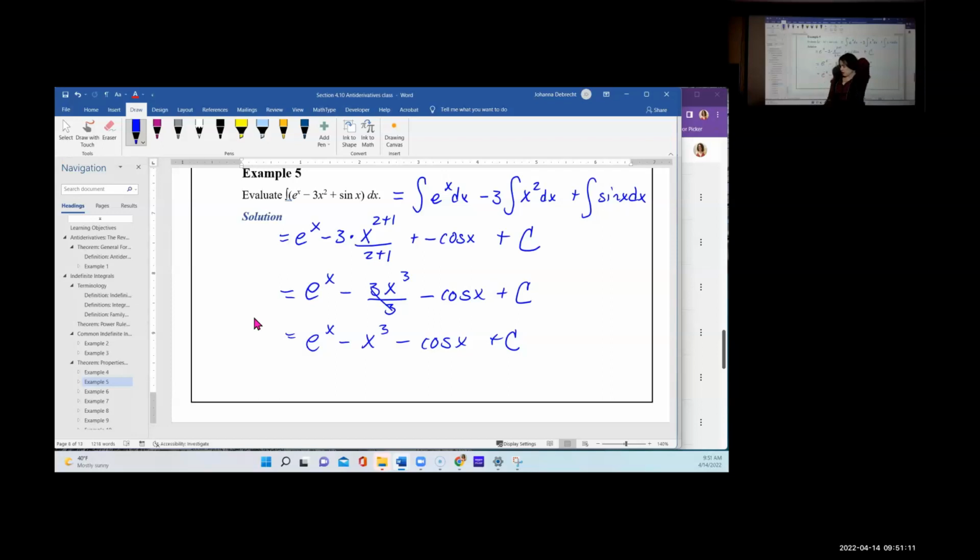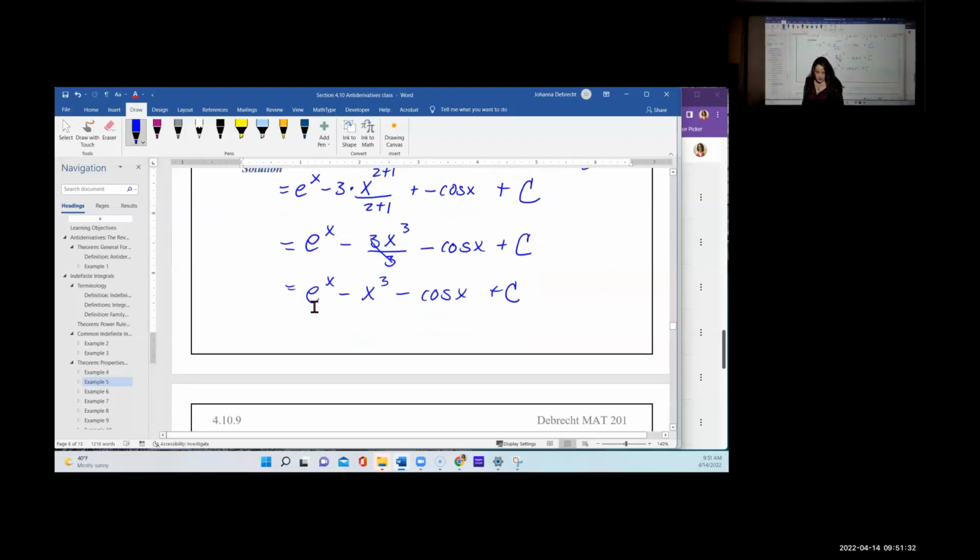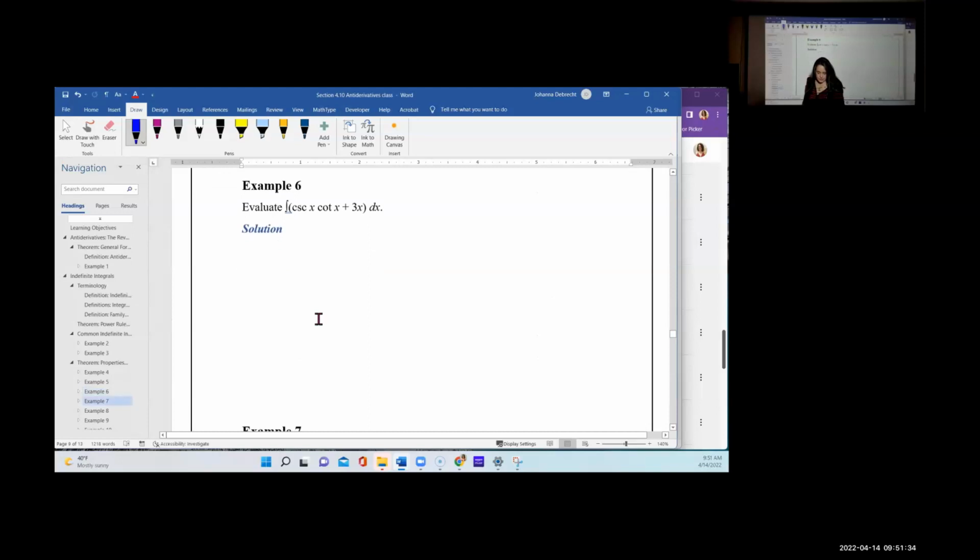Now, eventually, your goal is to go from this to this in one step. That's your goal eventually, is to do all the work pretty much in your head, where you go from the original integrand to the antiderivative in one step. That's the eventual goal. But it may take a while.